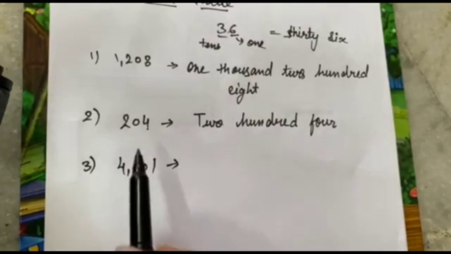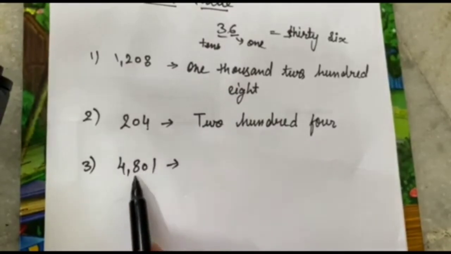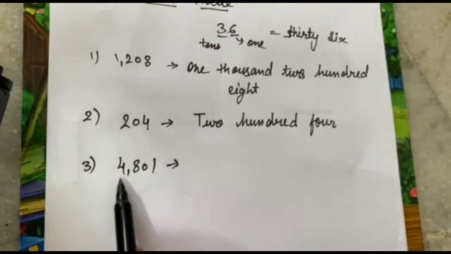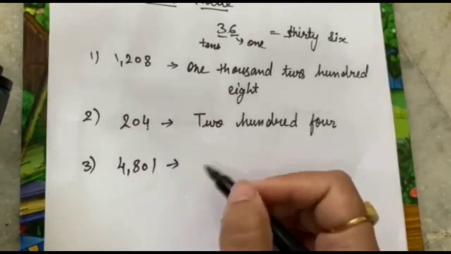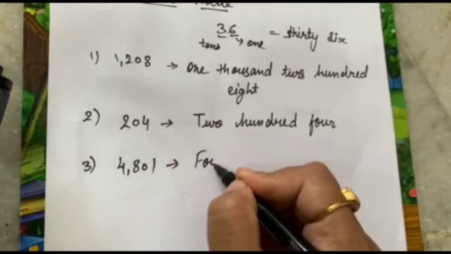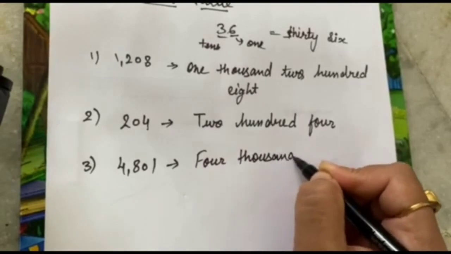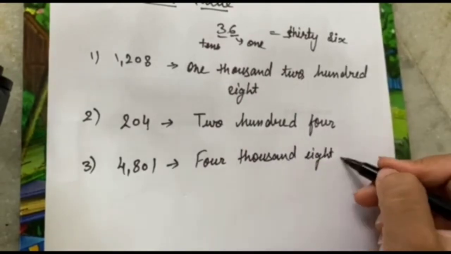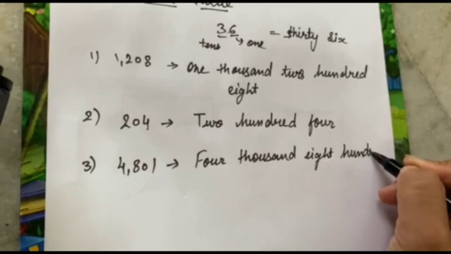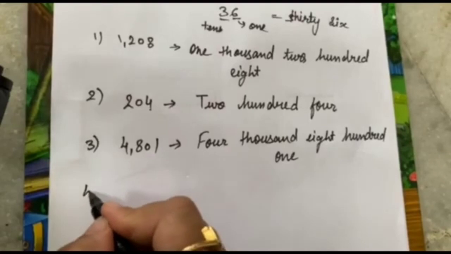Fine. Now let's take one more example: 4801. From the place value there is 1 one, 0 tens, 8 hundreds and 4 thousands. So it's 4801. So how will we write it? Eight hundred and 1.